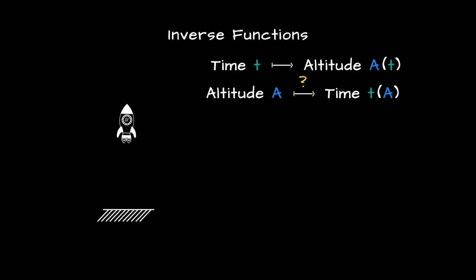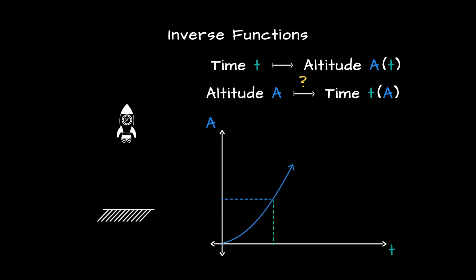Let's once again consider the question, what if we turn things around? What if we start with an altitude of the rocket and then ask the question, can we recover the moment in time at which the rocket attained that altitude? Is this a question that we can answer in a unique way? This time, the answer is yes.